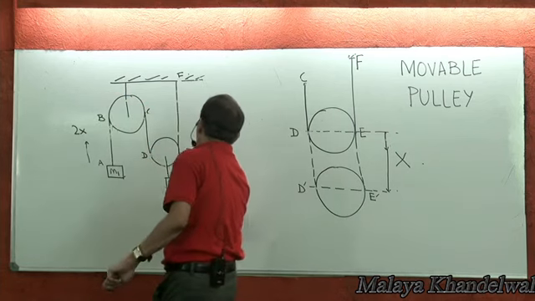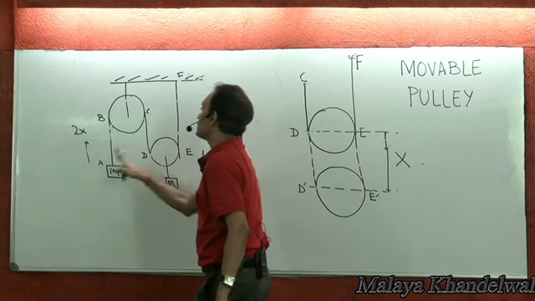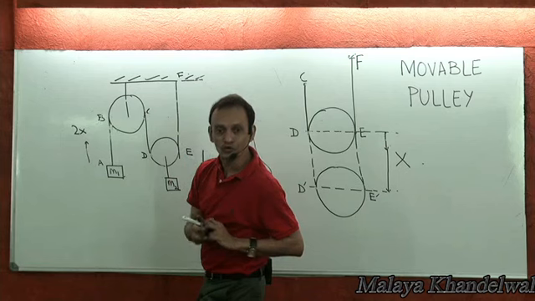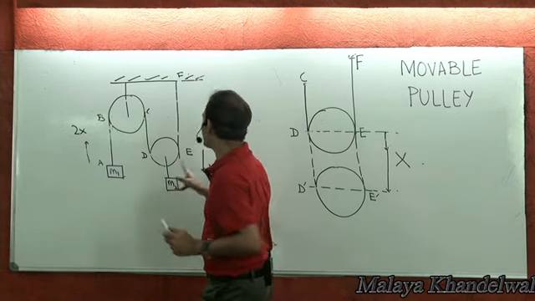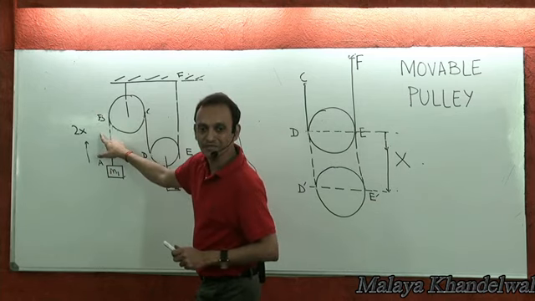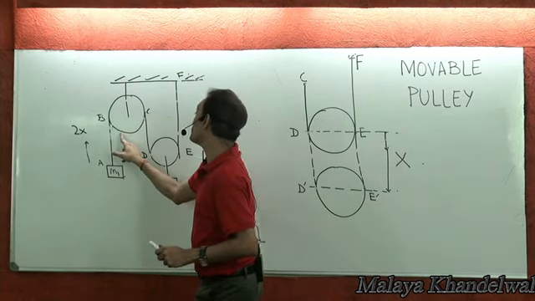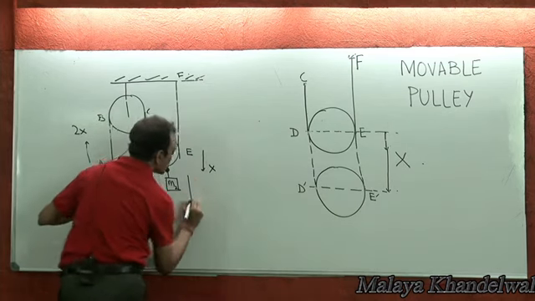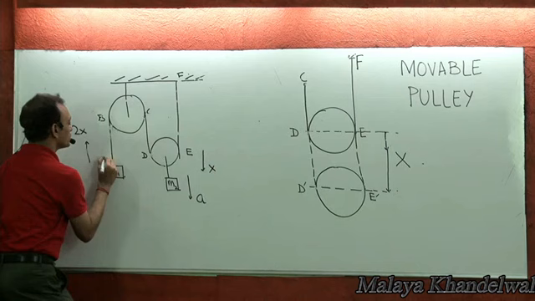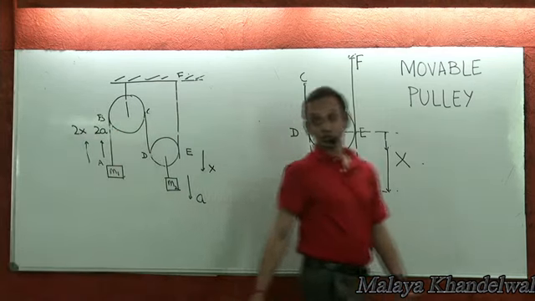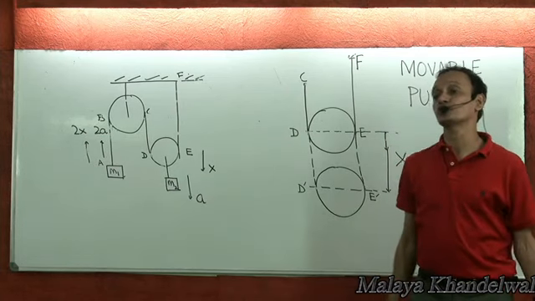That means if this pulley has moved down by an amount x, this mass m must have moved up by an amount 2x. That means in the same time, if this travels 1 centimeter, this will travel 2 centimeter. That means the acceleration of this must be twice the acceleration of this. So if the acceleration of this is a downwards, the acceleration of this will be 2a upwards. The acceleration of this is going to be 2a upwards. Yes or no?